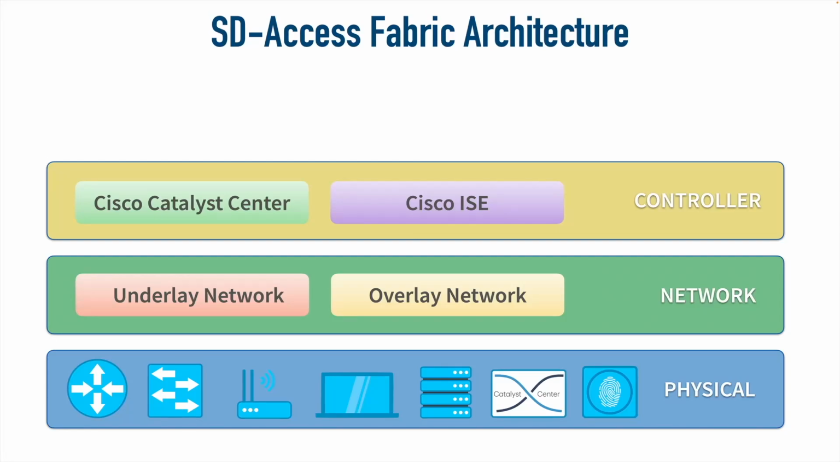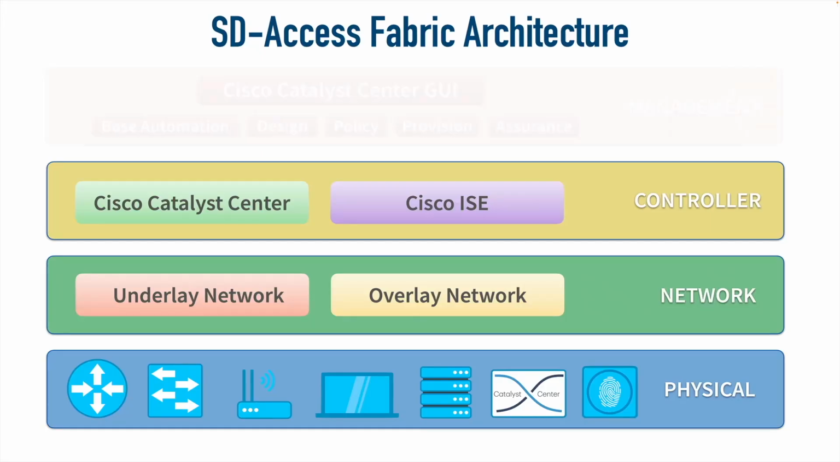And we also have Cisco ISE at the controller plane, the Identity Services Engine. This is going to handle all of our authentication and authorization. When a user or device connects to the network, ISE figures out who they are and assigns them a security group tag, an SGT. And those SGTs are the foundation of what Cisco calls our TrustSec policies.